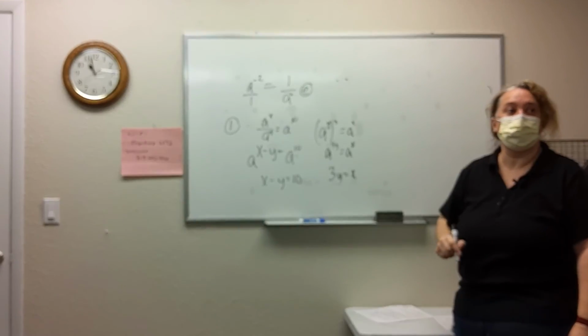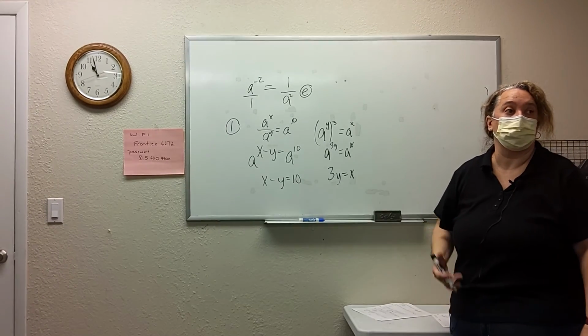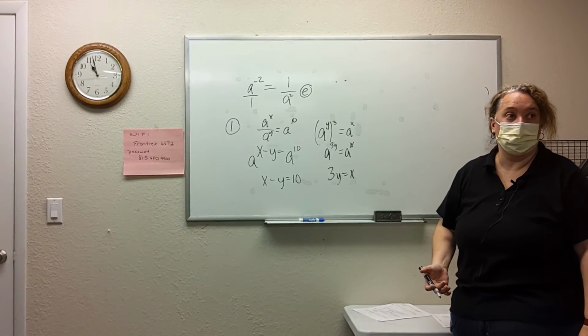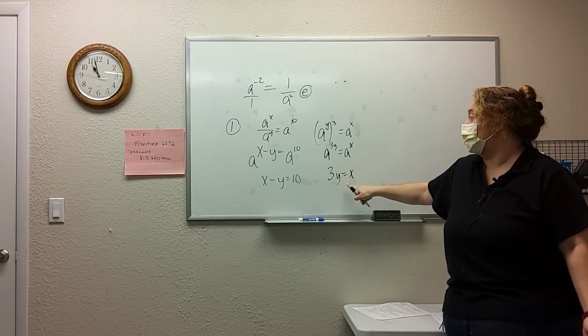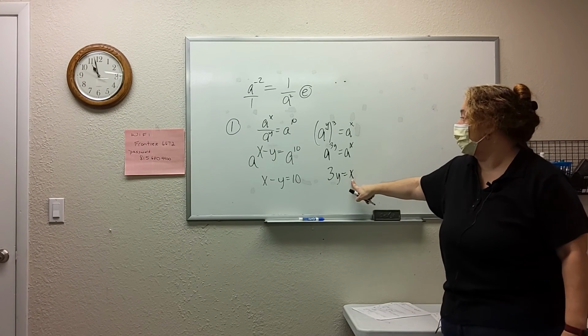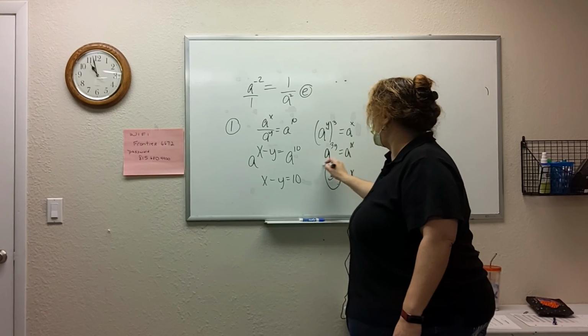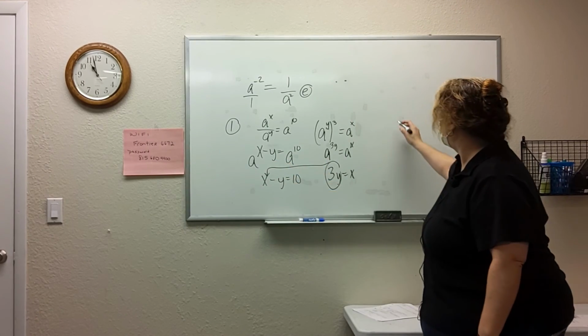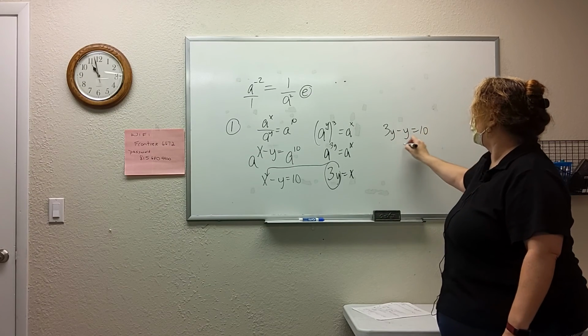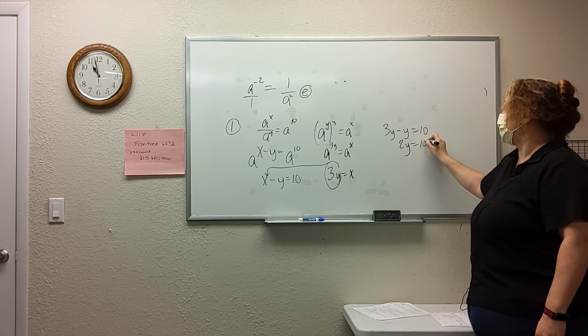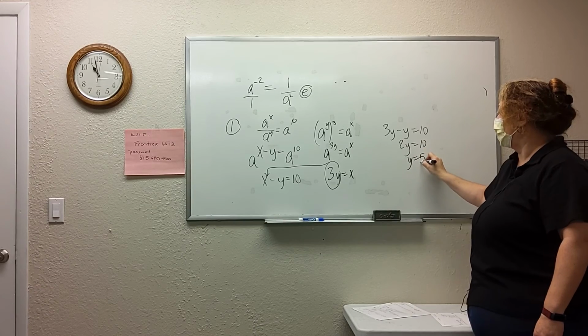You now have two equations and two unknowns. You can solve that using substitution or elimination. But this is set up for substitution. 3y is equal to x. So I'm just going to take this 3y, plug it in here for x. So that's going to be 3y minus y equals 10. 2y equals 10. So y is 5.